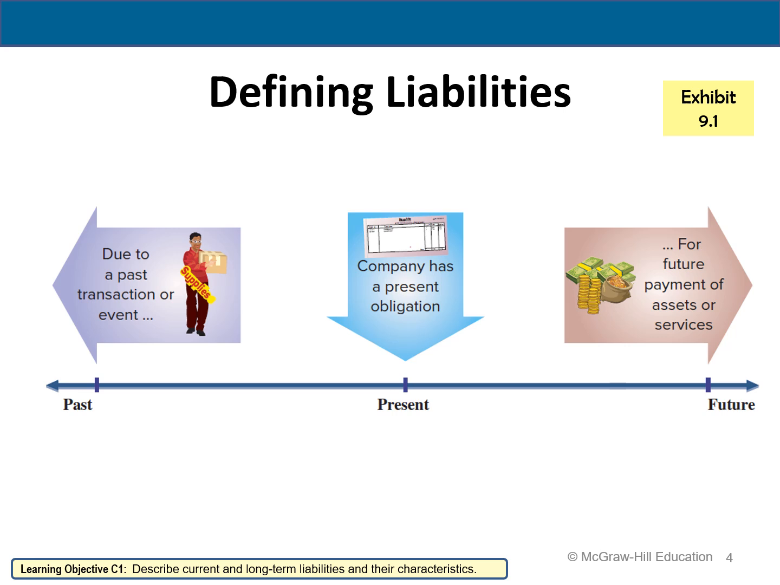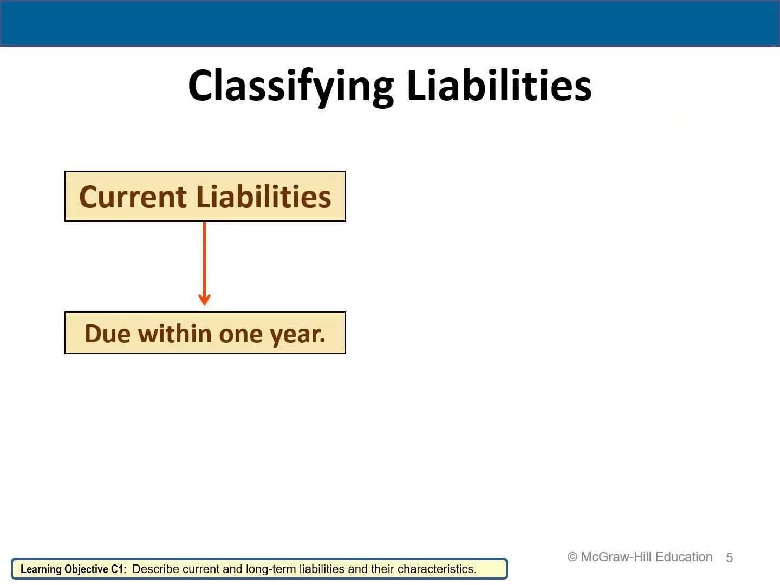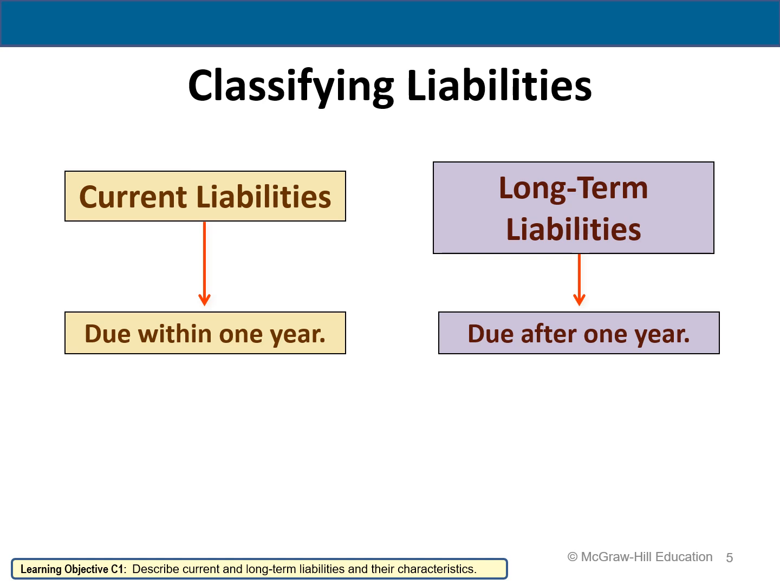So defining a liability. A liability comes about because a company owes something on a past transaction or event, or they have a present obligation for future payment of assets or services. So current liabilities are due within a year, long-term liabilities due after 1 year. Okay, pretty simple.